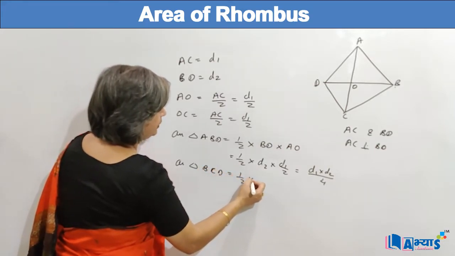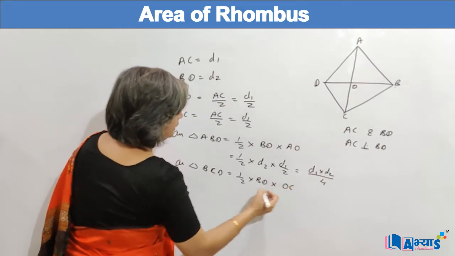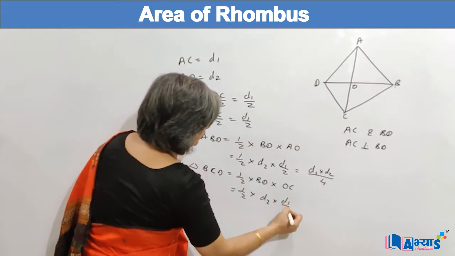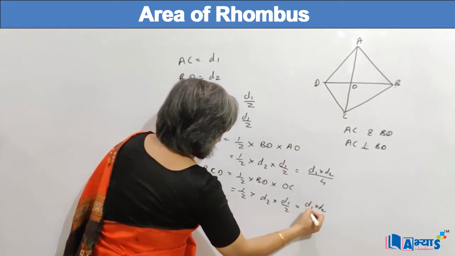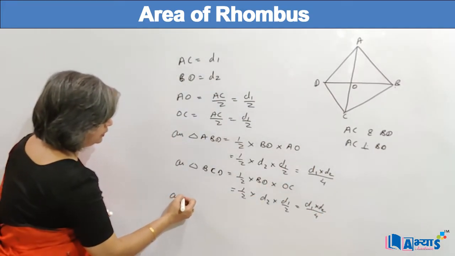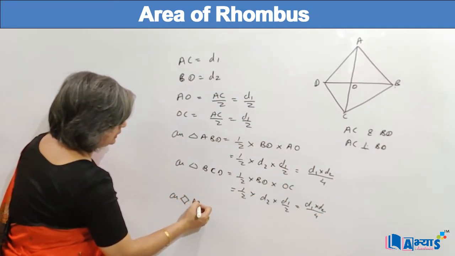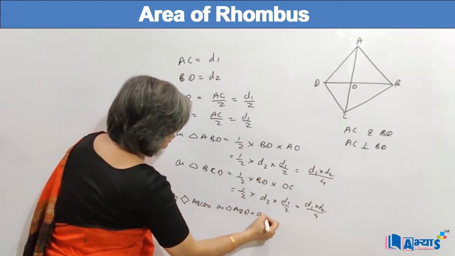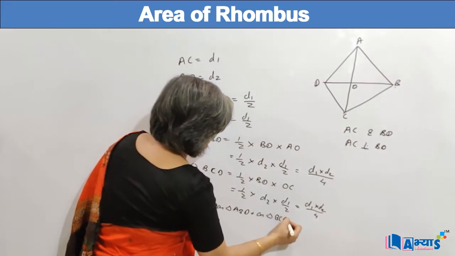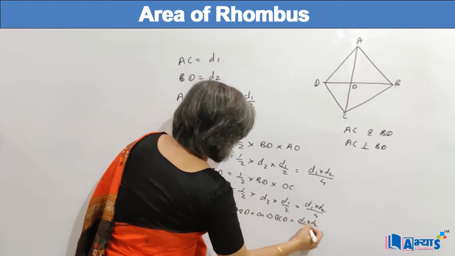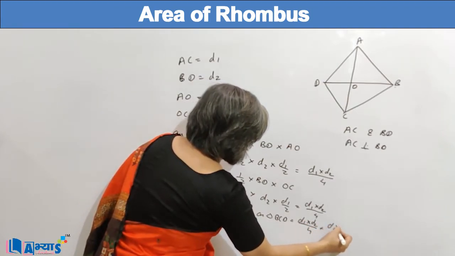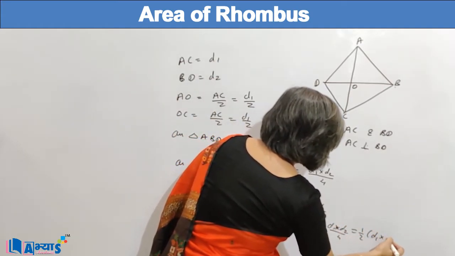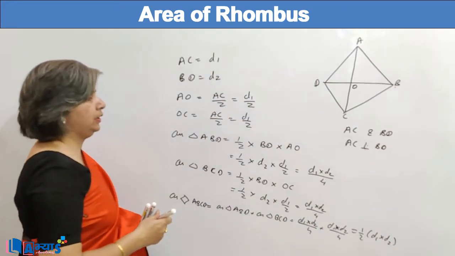BCD is half into base BD into height OC. So it is half into BD is now D2 and OC is D1 upon 2. That means D1 into D2 upon 4. So area of rhombus ABCD is equal to area of triangle ABD plus area of triangle BCD. That means D1 into D2 upon 4 plus D1 into D2 upon 4, or we can say half into D1 into D2. So this is the formula for the area of a rhombus.